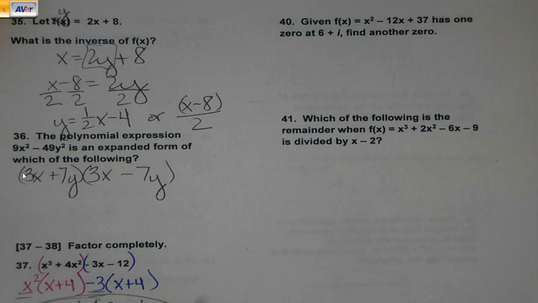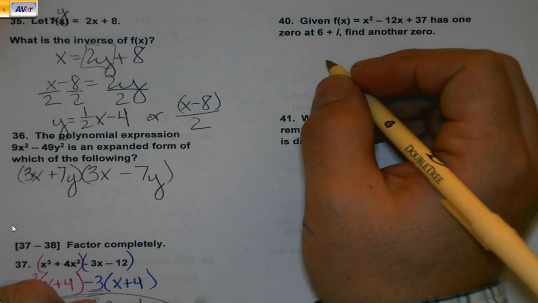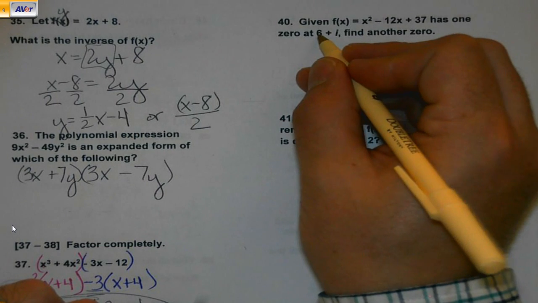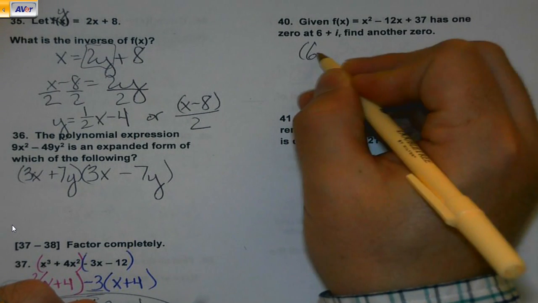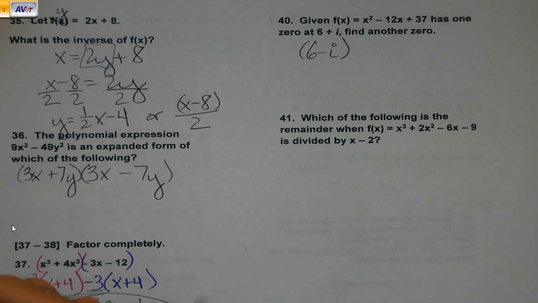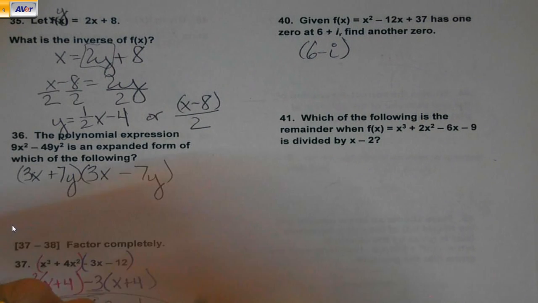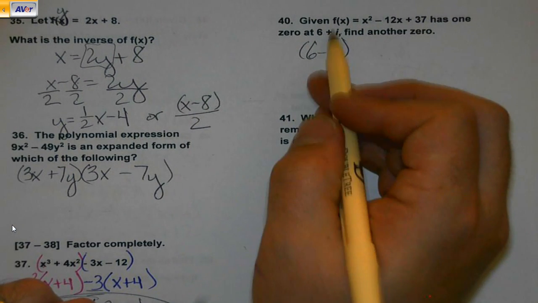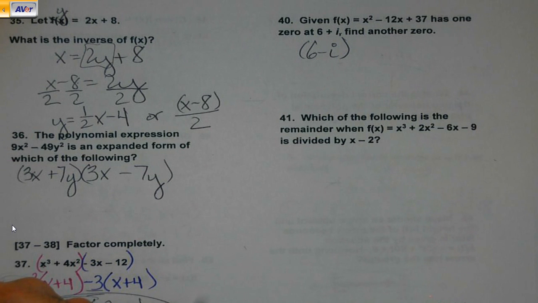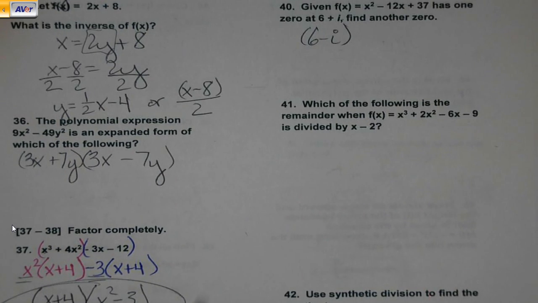All right, 40. Let's get back on track here. Given f of x has 1 zero at 6 plus i, find another zero. This is how straightforward this one is, and we didn't talk about it much. If you have one at 6 plus i, 6 minus i has to be another one of your solutions. Whenever there's an i involved, you have to have the positive and negative as one of your values. I know it's not talked about, but it's kind of easy. So keep that one there. All right, we're down the home stretch.